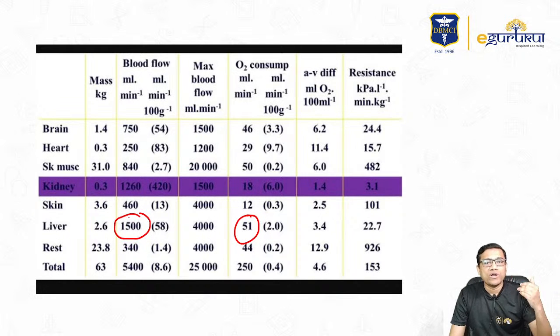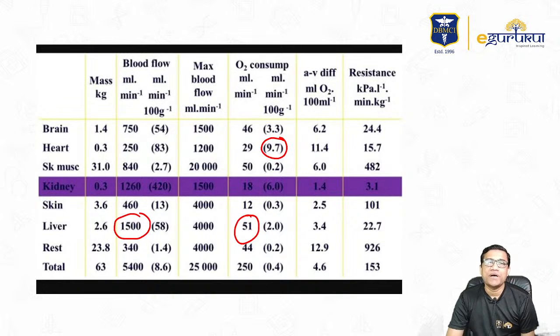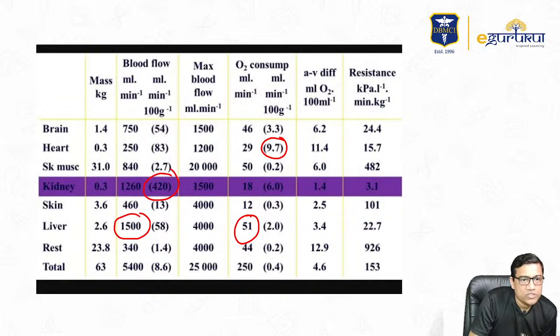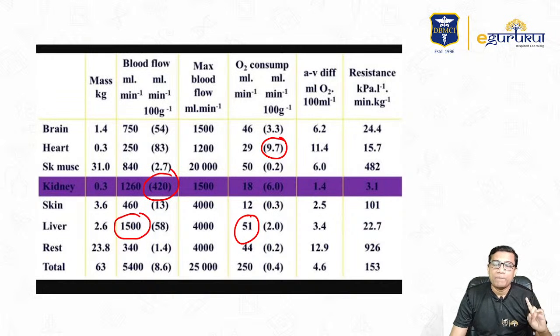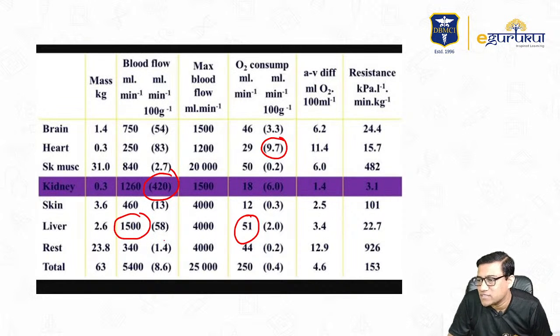So what organ gets the highest blood and oxygen? The answer is liver. But when you take per 100 gram, it is your kidney and the brain, heart. So heart gets the highest per 100, and here it is again kidney. So which organ has the highest oxygen per 100 gram? It is heart. Which organ has the highest blood flow per 100 gram? Blood flow is kidney, total is liver. So total is liver. Are you clear?